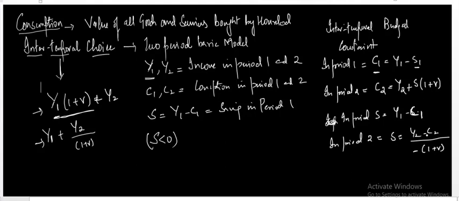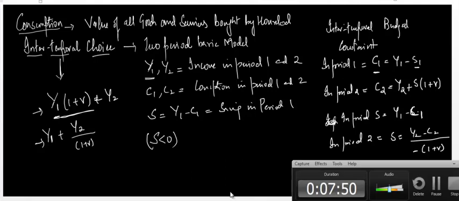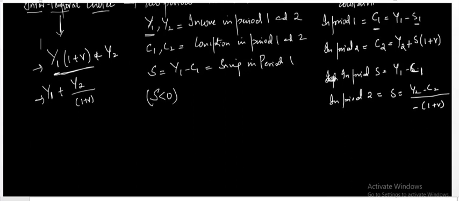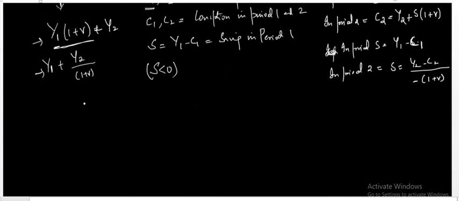Now let me just simplify it. Now let me just equate to solve for the intertemporal budget constraint. Let me just equate the two things. Let me just equate y1 minus c1 is equal to y2 minus c2. However, it cannot be equal if we do not account for the discounting factor. Now these two can be equal.